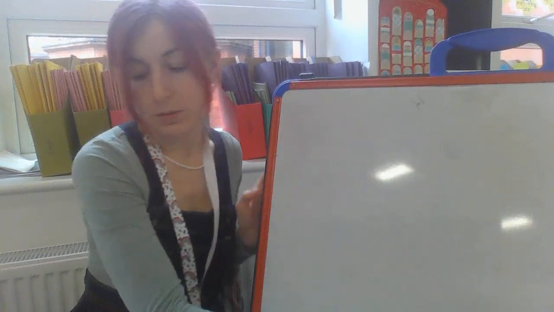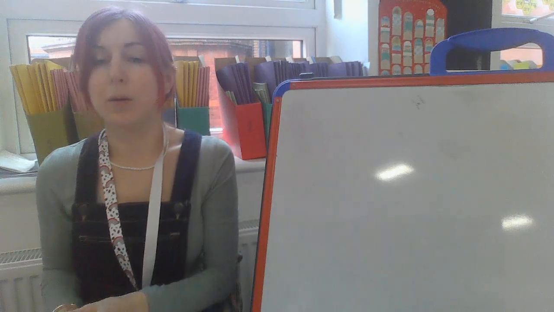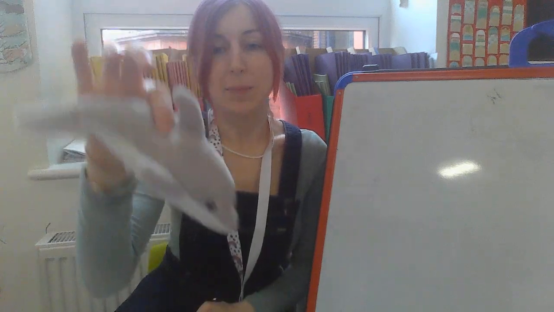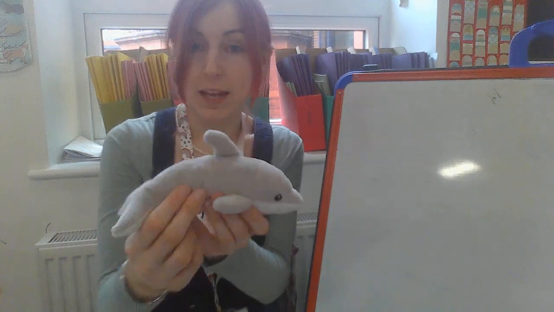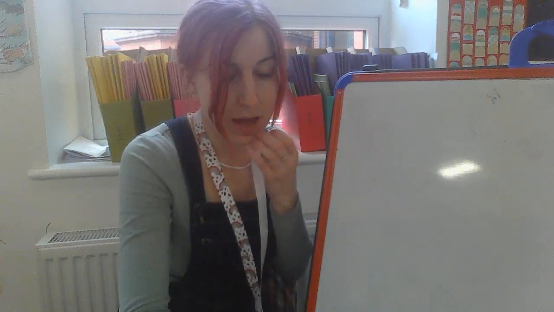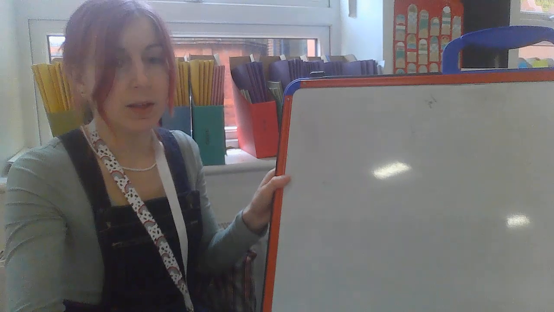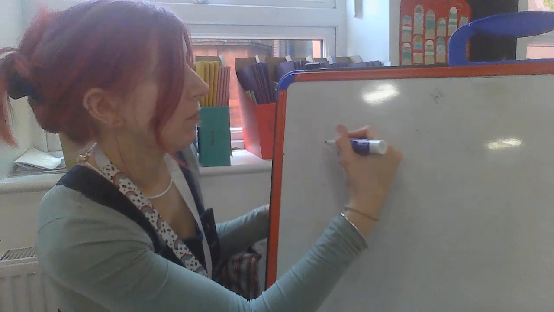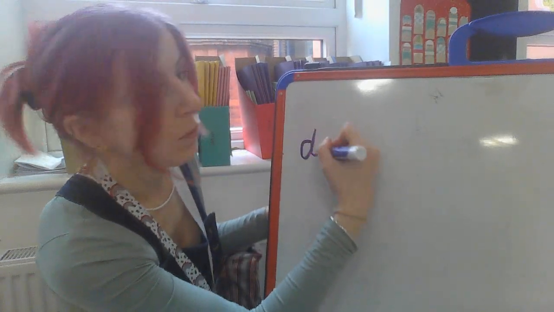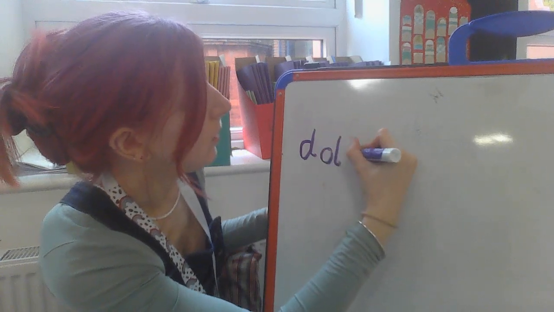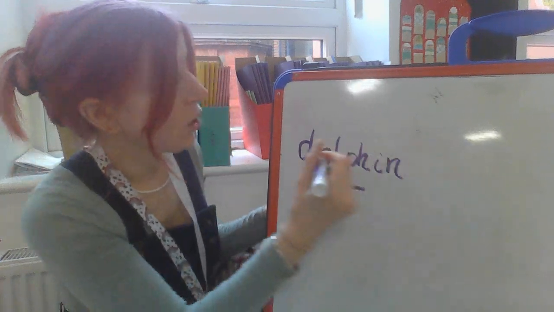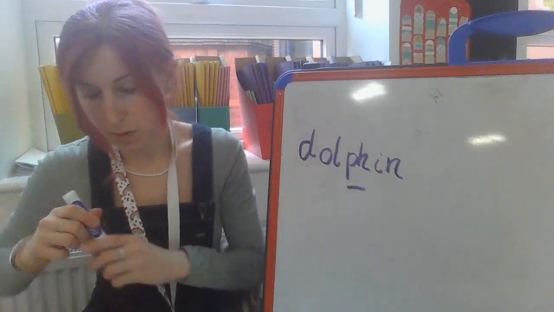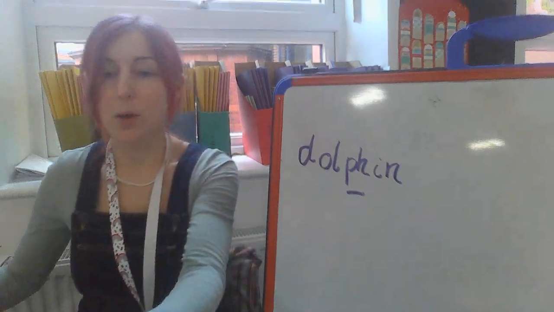Okay, let's give you another clue. What about? Ooh, what animal is this? It's a dolphin. Dolphin. And dolphin also has the PH digraph to make the F sound. Let's try writing this one. D, O, L, P, H, I, N. Dolphin. Brilliant. Okay, final clue for you.